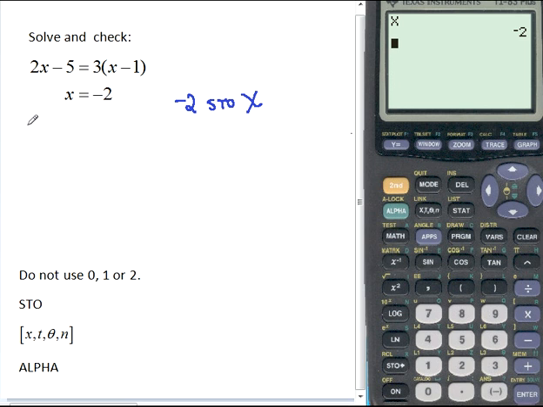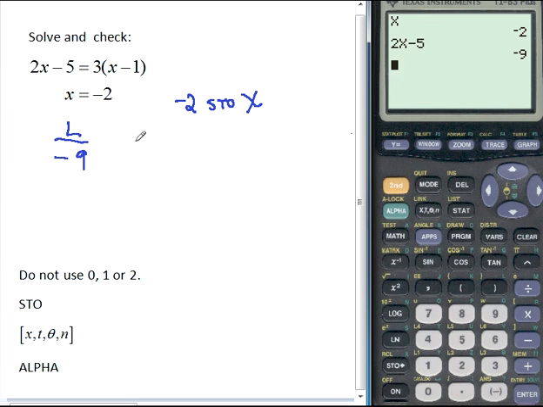And so then we're going to take the left side of the equation, see what we get numerically. We don't have to enter anything on our paper except what we get. So 2x minus 5, and hit enter. We get negative 9. And do the same thing for the right side of the equation, see what we get. And if they both match, then we're okay, we're in business. We have solved the equation successfully.